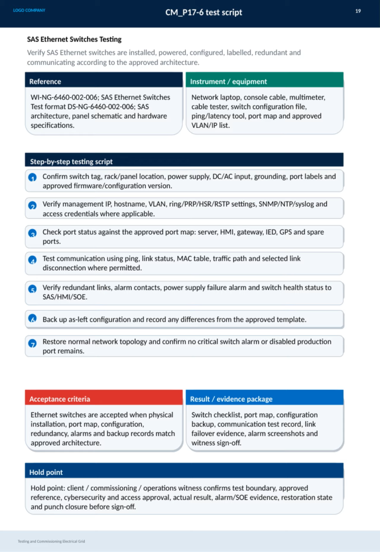The acceptance criteria state that switches are accepted only when installation, configuration, redundancy, alarms, and backup records fully comply with the approved design. The evidence package includes checklists, configuration backups, communication test records, alarm screenshots, and witness sign-offs. Importantly, there is a hold point for client, commissioning, and operations teams to review and confirm all test boundaries, references, cybersecurity, actual results, and restoration status before final sign-off. This ensures thorough quality control and accountability throughout the commissioning process.